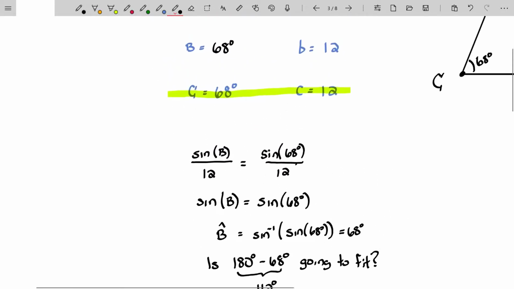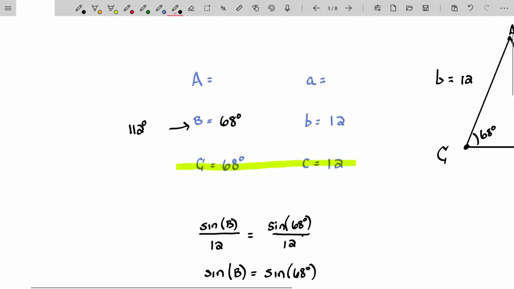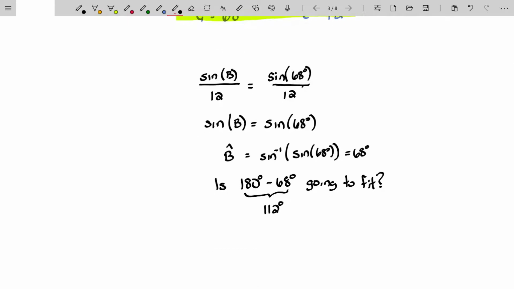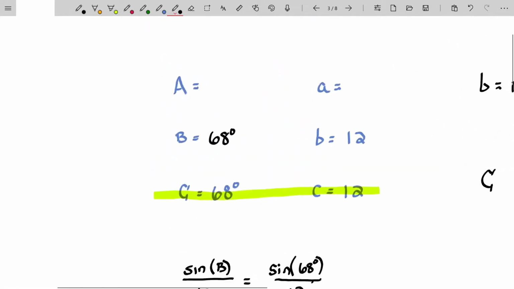And if you had tried to fit a 112 degree angle right there, let's just pretend we did, then what would we have left over for our last angle? Well, basically a big fat 0 degrees, because we would have 180 degrees taken from the angle B and angle C added up. So the answer to that is no, there's just not enough room for us to create a second triangle. So I'll put a big fat no.